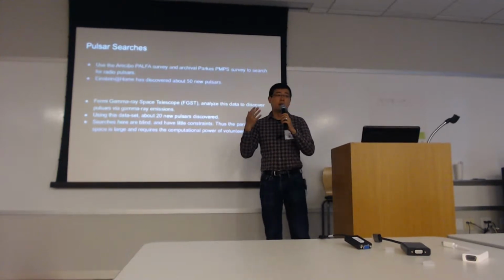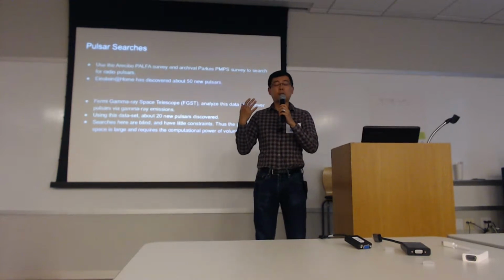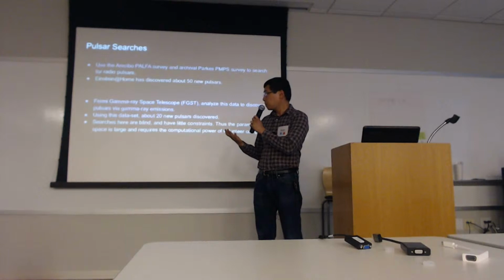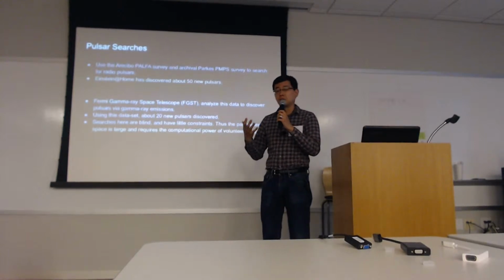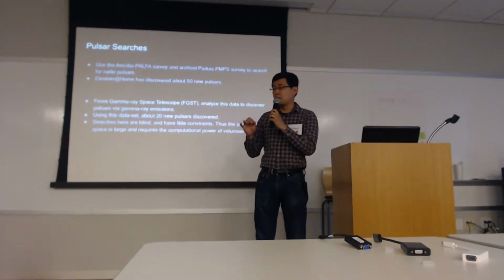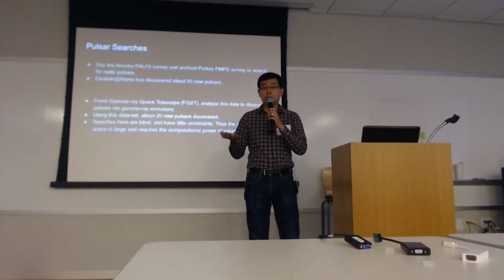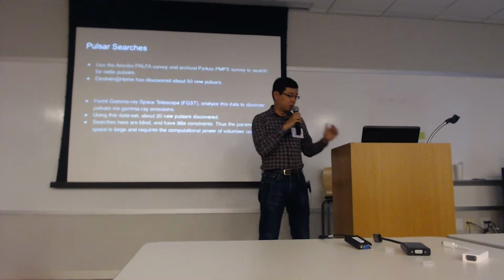There's also the Fermi Gamma Ray telescope. This looks for pulsars that are emitting gamma ray radiation. Here the number is about 20. The searches are all basically blind searches. There's very little parameter space that is constrained. This results in a large computational parameter space, which is why volunteer computing is useful.